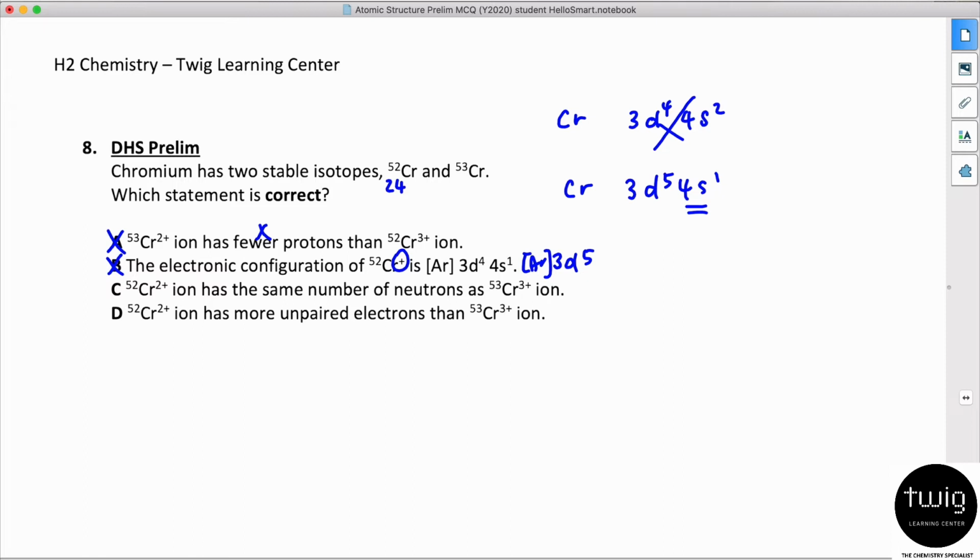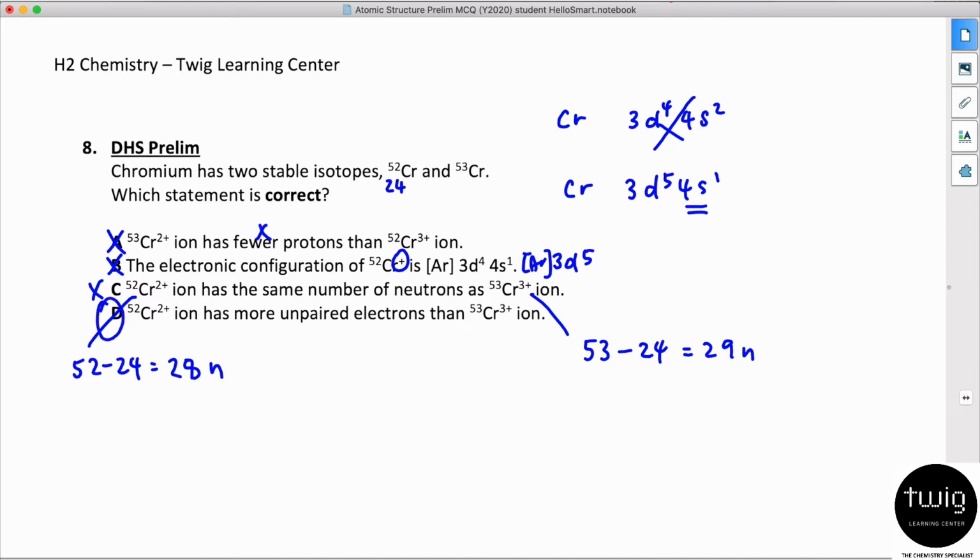Chromium 2+ ion has the same number of neutrons as chromium 3+. In fact, the number of neutrons here is 52 minus 24, which is 28. Okay, so 28 neutrons. For this one, the number of neutrons is 53 minus the proton number, which is 24. So this is actually 29 neutrons. So they don't have the same number of neutrons, so this is out. So the answer has to be D.